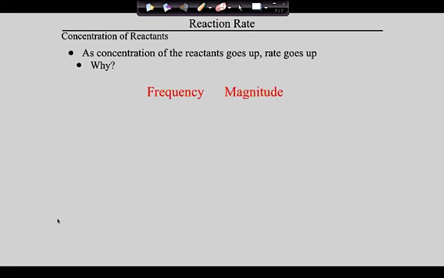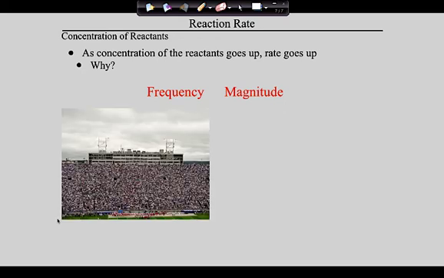The second thing that we can do to increase the rate of a reaction is change the concentration. The relationship is this: as concentration goes up, the rate goes up. When we talk about concentration, we're talking about how much reactant is present in the reaction. So why would higher concentrations of reactants make the reaction go faster? Is it a question of frequency or is it a question of magnitude? Well, to give you something that you can visualize, imagine a jam-packed football stadium and you being a member of that crowd.